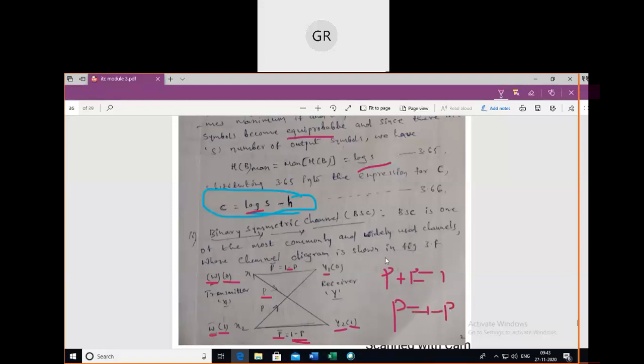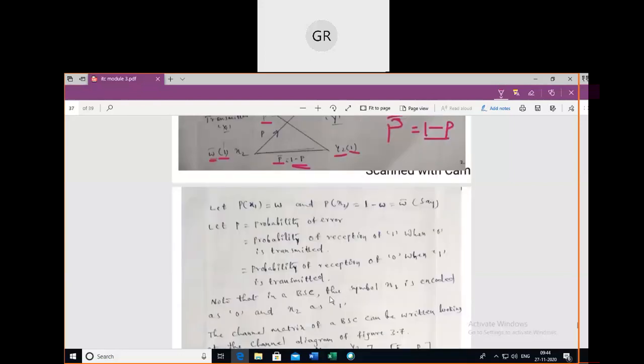Here we know that the sum of the probabilities is equal to 1. Here we have two symbols. One conditional probability is p, one more is p bar. The sum of the conditional probabilities is equal to 1. So p bar is equal to 1 minus p. Just remember this, this is very important.